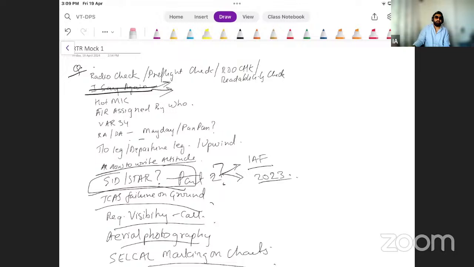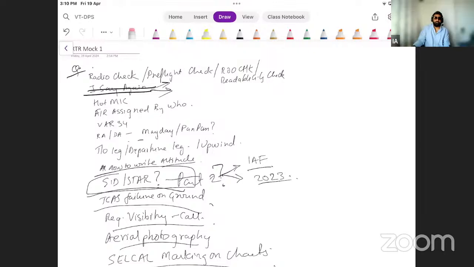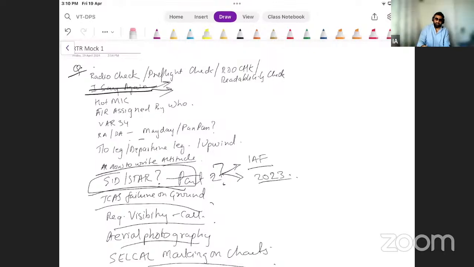So you cannot write "multiplied by two." You have to speak it twice. You have to write it twice. Simple. Roger, sir. Took a note of it right now. Remember it also.